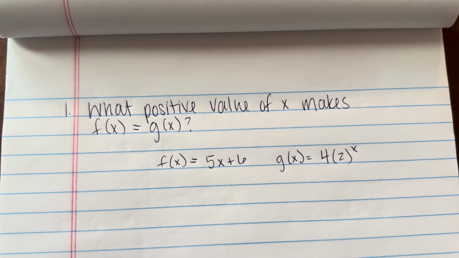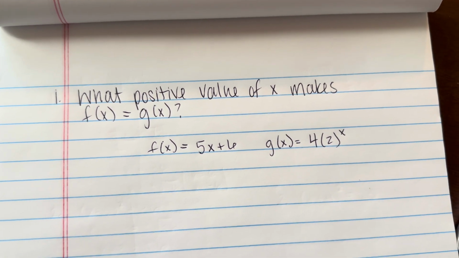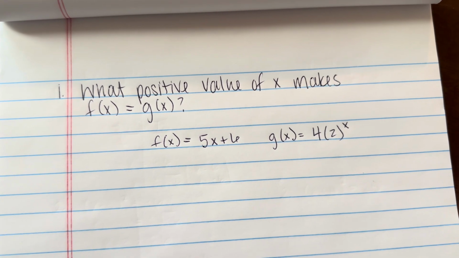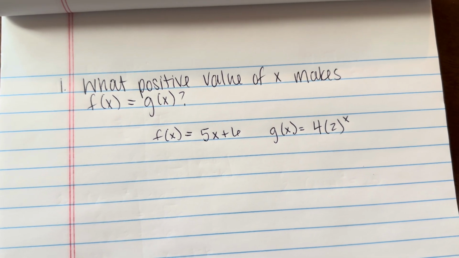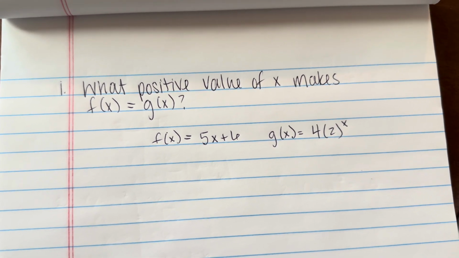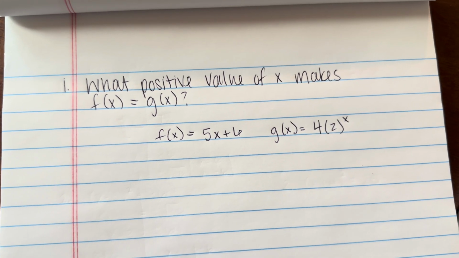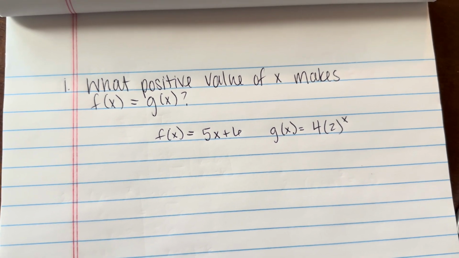This is the first problem we're going to tackle together, and it says which positive value of x makes f of x equal to g of x. So if we were going to look at this on a graph, we would be looking for where those two lines intersect in the positive range. So we're looking in that first quadrant.